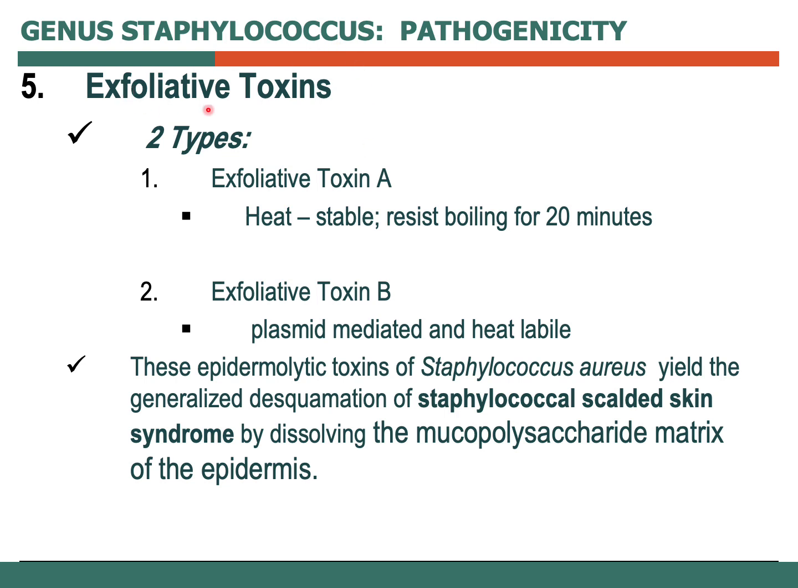Exfoliative toxin. So exfoliative toxin, obviously, talks about skin. So it causes skin infection. These toxins are associated with skin infections. So you have two types of exfoliative toxin: exfoliative toxin A and exfoliative toxin B. Okay, so your exfoliative toxin A is heat stable, while your exfoliative toxin B is plasmid mediated and heat labile. So exfoliative toxins in general are epidermolytic toxins of Staphylococcus aureus, yielding the generalized desquamation of staphylococcal scalded skin syndrome. So this is the main toxin responsible for scalded skin syndrome.